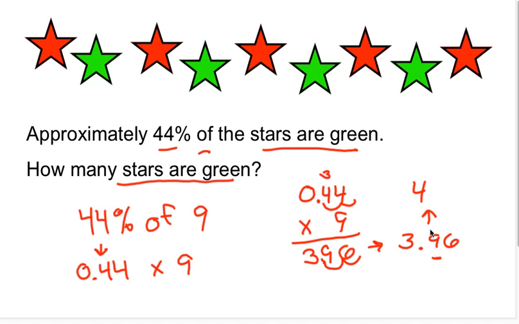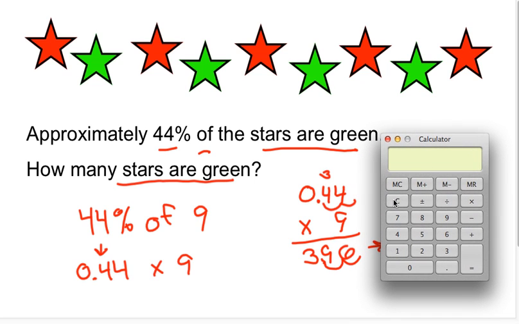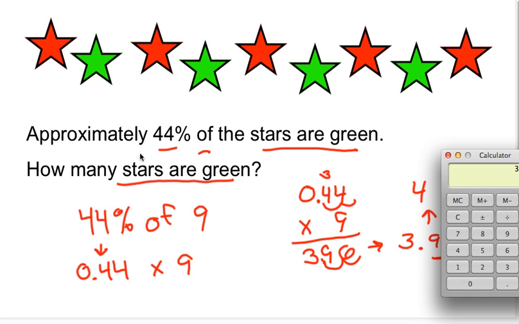All right? If you wanted to check it with a calculator, you could easily do that. And remember, all you would do is take 0.44 or 44 hundredths times 9, and you would get 3 and 96 hundredths, which we would round up. All right? Let's try a couple more examples.